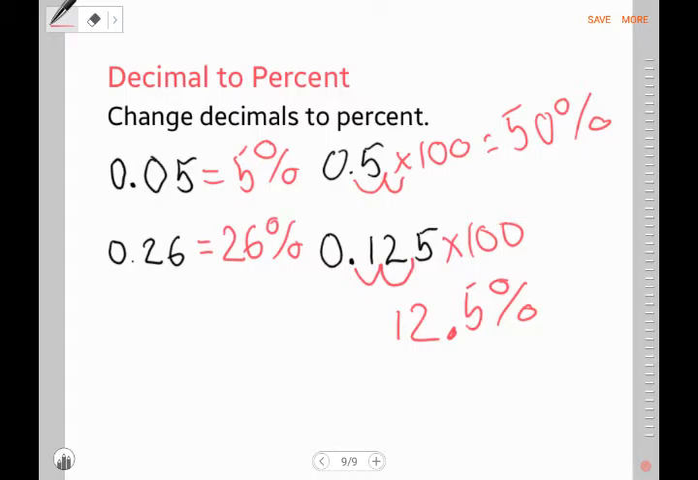Now you should understand how to change fractions and decimals to percents. So go ahead and stop the video and do your best on the worksheet, and we'll see you tomorrow.